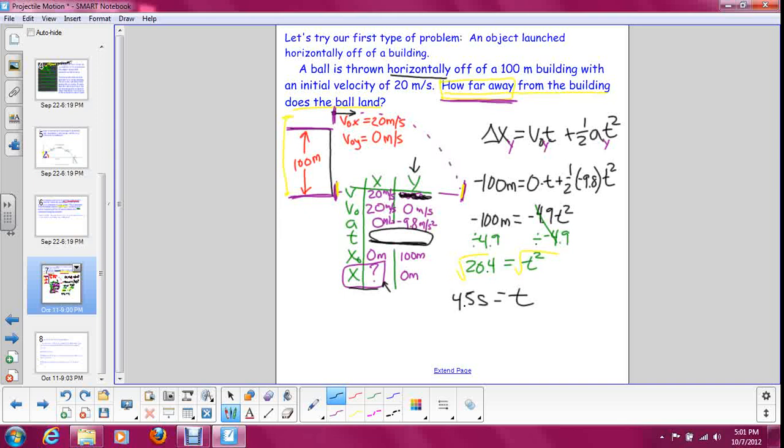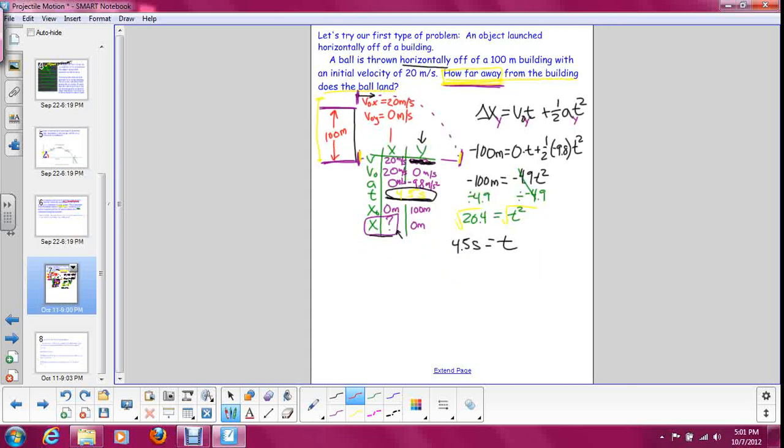Are we done here? Sadly, no. We have solved for the time it takes for this ball to fall from the top of the building to the bottom. It takes 4.5 seconds to fall. However, that's not what we were trying to look for. It's not what this problem is asking us for. It's asking for how far away from the building it lands, which is the final position in the x. So now that we have the time it takes to fall, we can finally use our x column. We can use that information to solve for its final position.